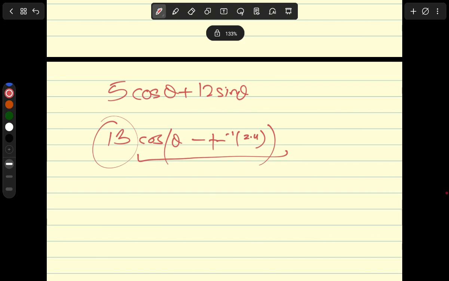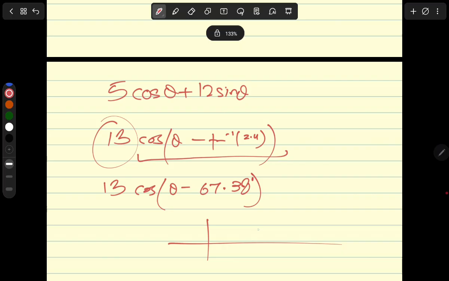So it is 67.38. Okay. Now 13 times cosine of theta minus 67.38. So this graph has shifted 67 degrees to the right and started there, right? So it's ending at 360 plus 67, starting at 67.38, whatever.